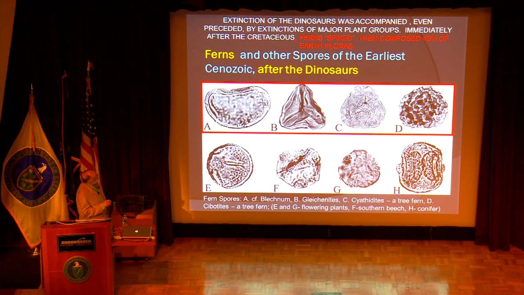Extinction of the dinosaurs was accompanied, even preceded, by extinctions of major plant groups. Immediately after the Cretaceous, ferns spiked, then composed 40% of the Earth's floras. And so here are the fern spores from that earliest Cenozoic. And here are, let's see, now flowering plants, 1, 2. This is a southern beech, which is Nothofagus, and this is a conifer over here. So that's what the microfossil record looks like at the end of the age of the dinosaurs.